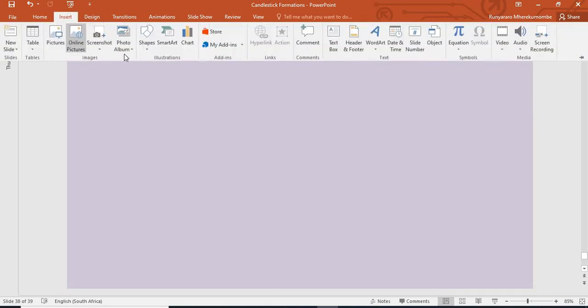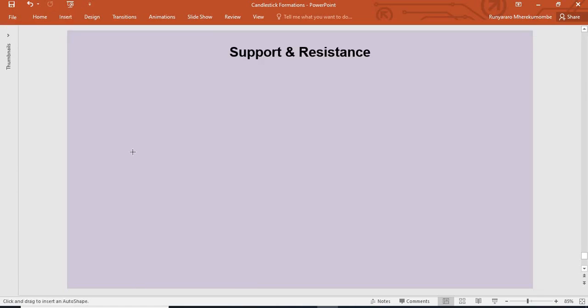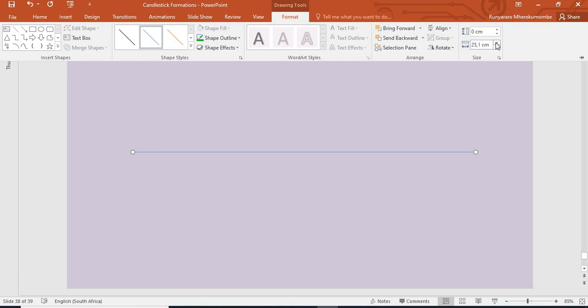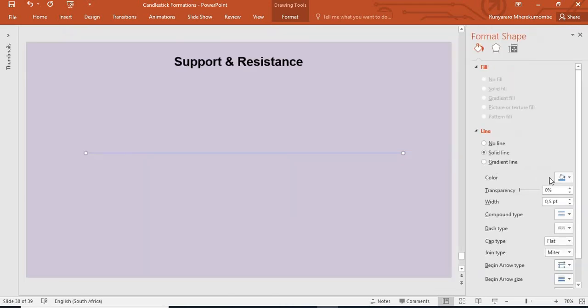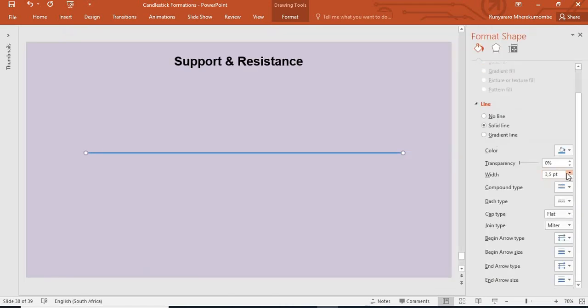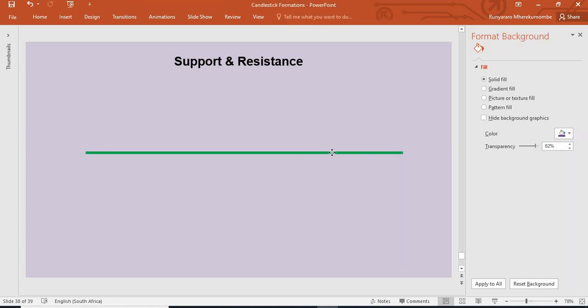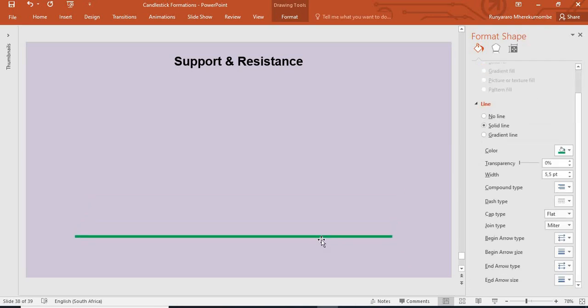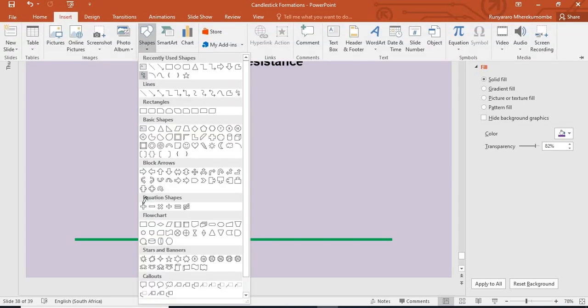Let's see if we can illustrate it in terms of a diagram. So I'm going to draw this line here. Let me try to increase the size. So this I'm going to consider as my support line. Let me just put it as green. So this is my support line. And now I'm going to bring in my chart.